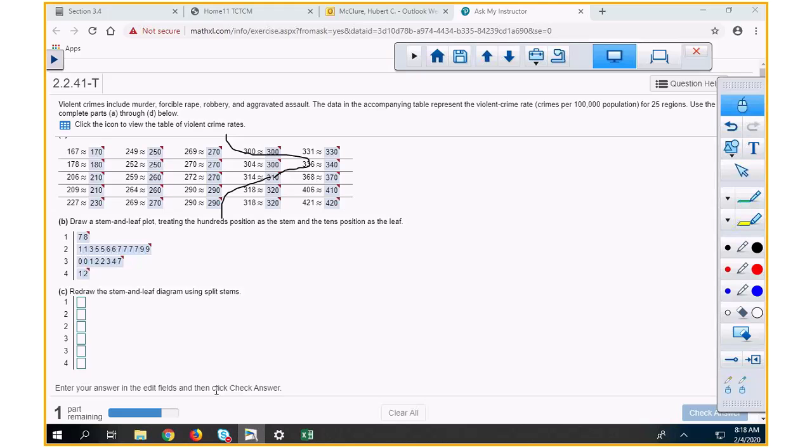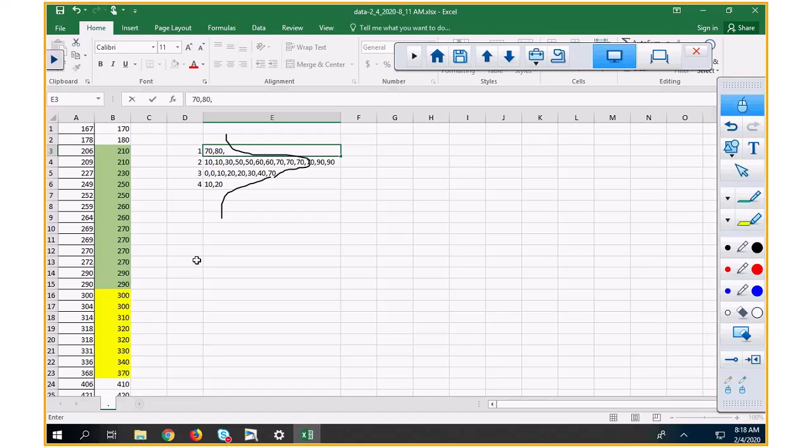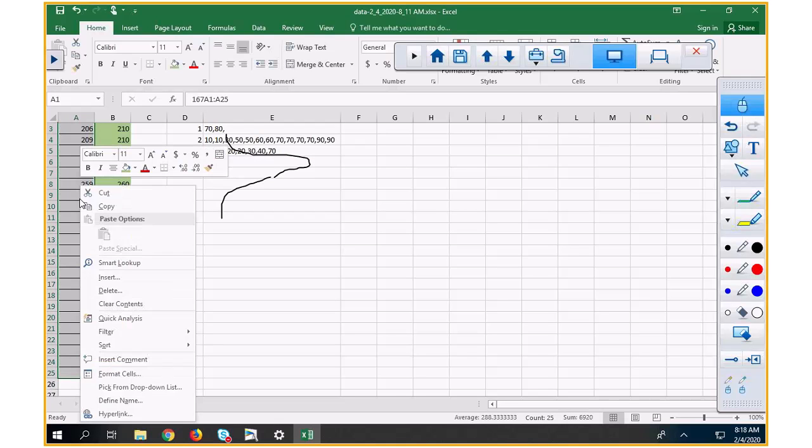Oh, my Lord. Redo using split. So that means that you got to go back through and you got to round according to the 5s. So, Lord mercy. This is a good practice problem, but it sure is not a good test problem.